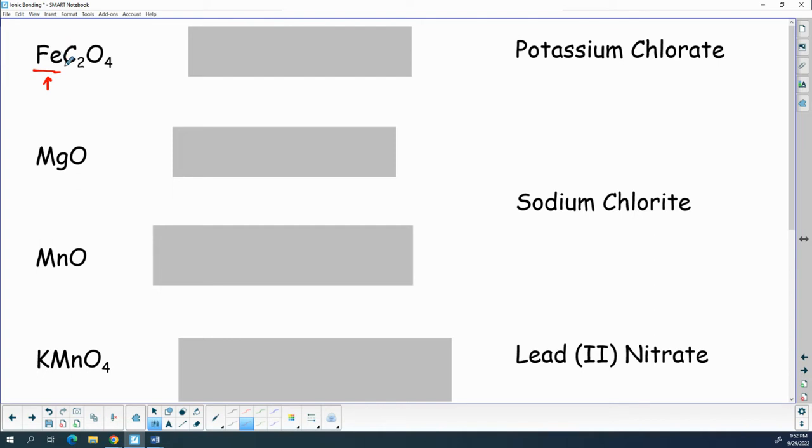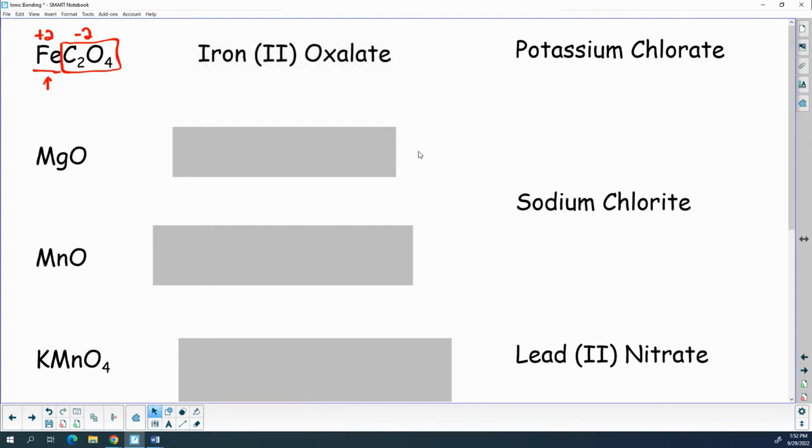So we need to figure out the charge of this. On your polyatomic ions reference table, this whole side right here collectively will have a -2 charge, and that means our single iron right here must have a +2 charge, and so we're going to call this iron 2 oxalate.